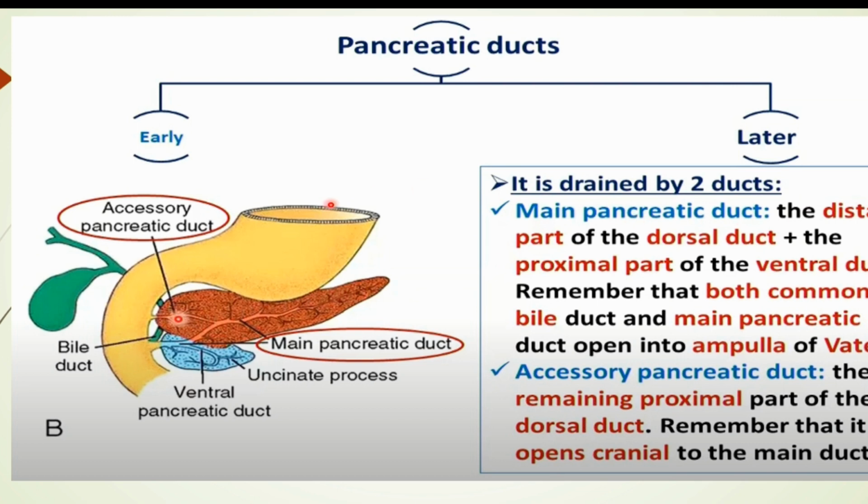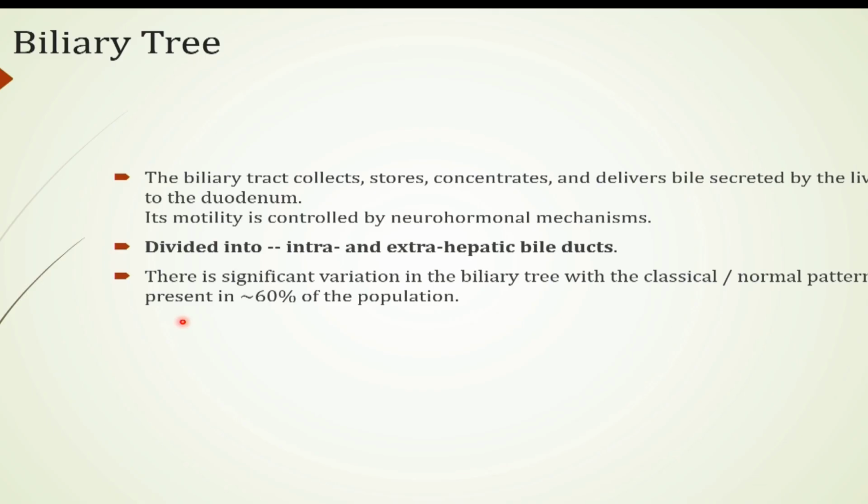In the ductal system, early during development, it is drained by two different ducts, the dorsal duct and the ventral duct. Later, the distal part of the dorsal duct combines with the proximal part of the ventral duct to form the main duct of the pancreas, the duct of Wirsung, and the residual part of the dorsal duct remains as the accessory duct of Santorini.